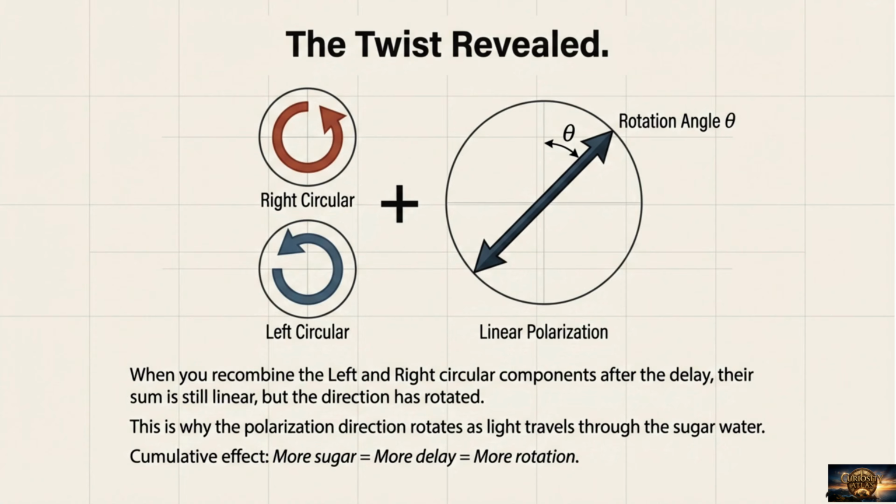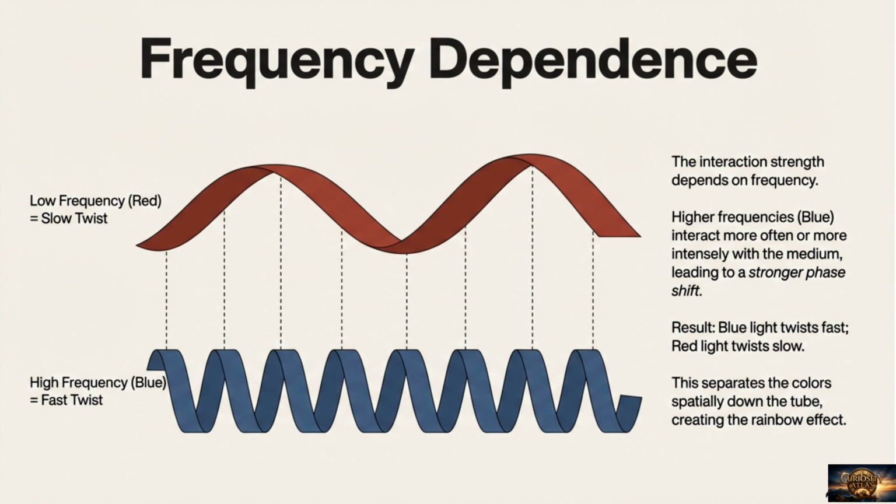More sugar means more delay, which means more rotation. The interaction strength depends on frequency. Higher frequencies, like blue light, interact more often, leading to a stronger phase shift and a faster twist. Low frequencies, like red light, twist slower. This separates the colors down the tube, creating the rainbow effect.